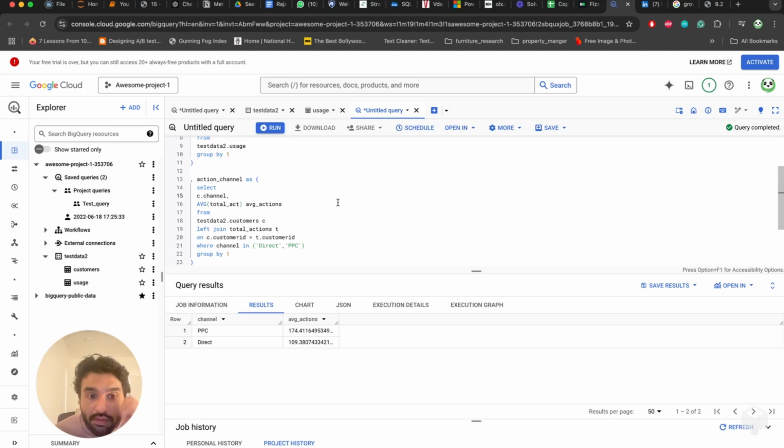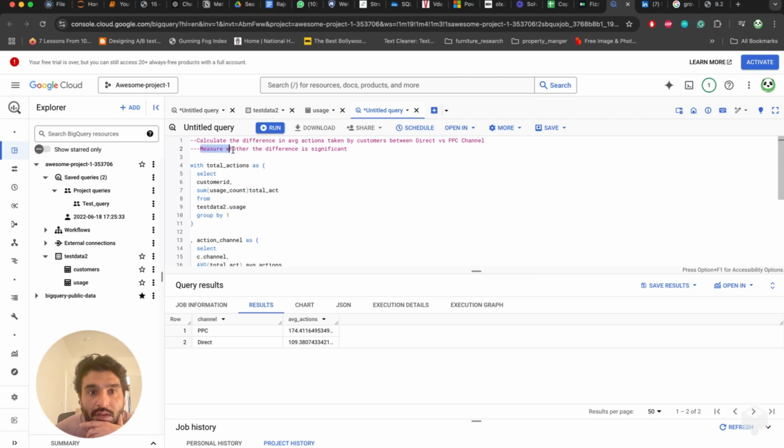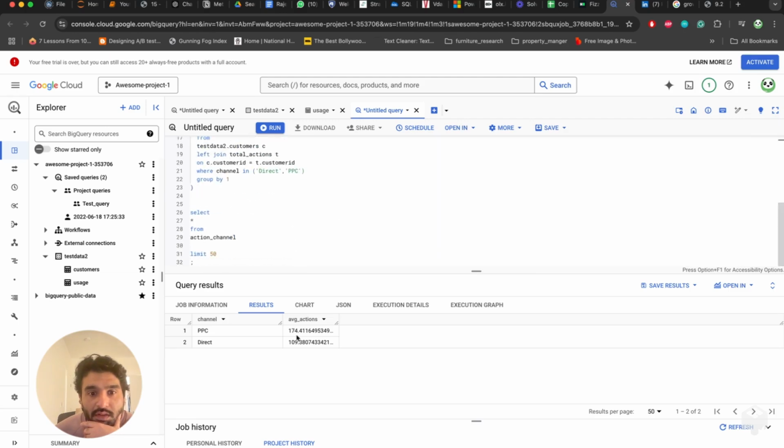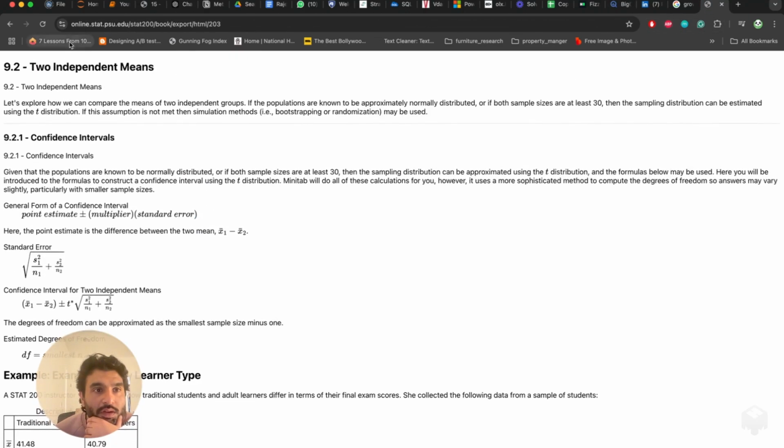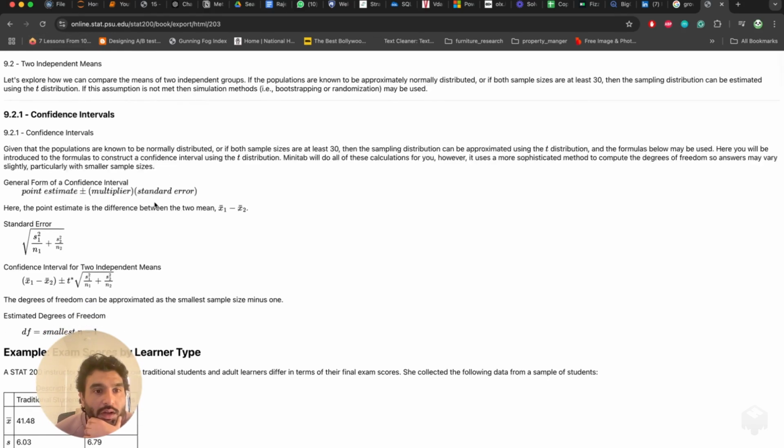So now the question is, how do we measure whether the difference is significant or not? We can perform a comparison of two group means. That's one way to do it, and the formula for that is over here. This is the two independent means formula, because we're assuming direct and the other channel that we have are independent.